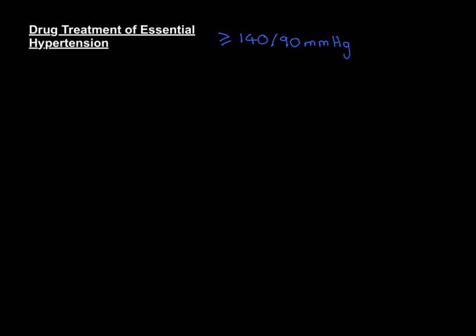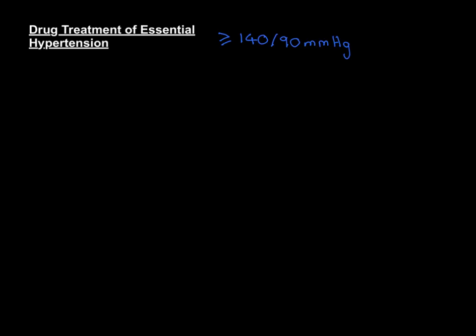So I want to drill that into your mind. Only one of the two numbers has to be greater than the threshold. Of course, if both numbers are greater than the threshold, that absolutely counts as hypertension, but that's not necessary. Only one has to be greater in order to count as hypertension. So that's what hypertension is.